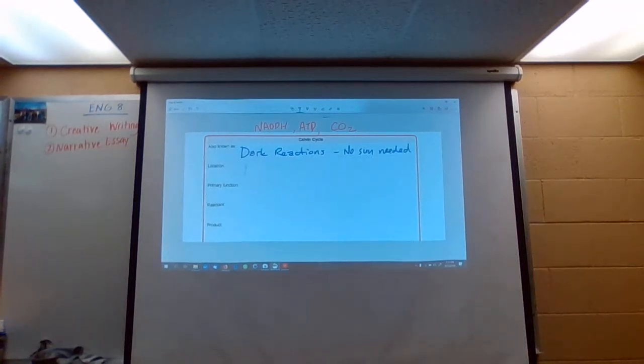Now, where do the dark reactions happen? Where does the Calvin cycle happen? Anybody recall? In humans. No, it happens in plants. And where in the thylakoid, though? In the stroma, right? So not in the thylakoid. I meant to say where in the chloroplast. In the stroma, which is all that empty fluid. Well, it's fluid, but it's the empty space around the thylakoids.